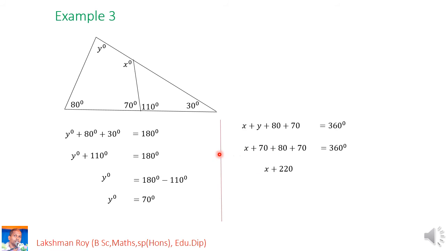Here x plus 220 equals 360. Then I can remove this 220 degrees by subtracting 220 degrees from the left side and also from the right side. Then it is cancelled, and only x remains here. 360 degrees minus 220, that is 140.